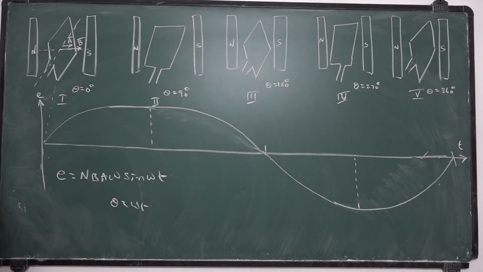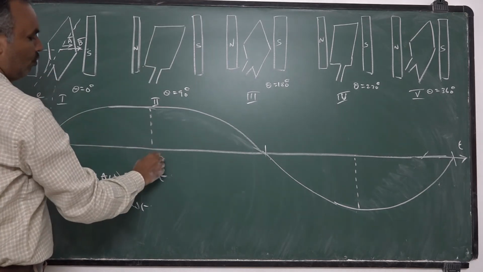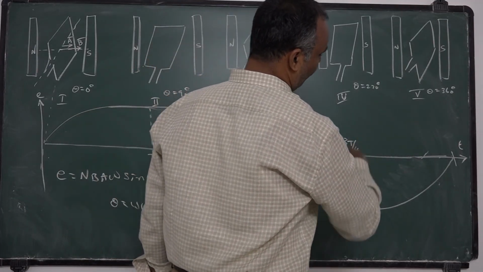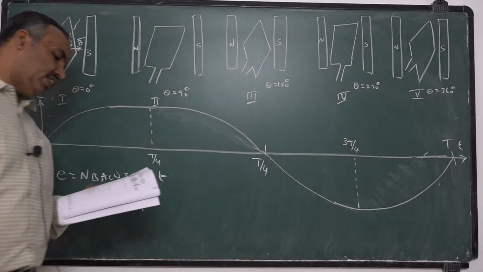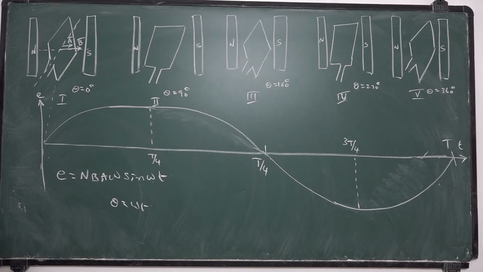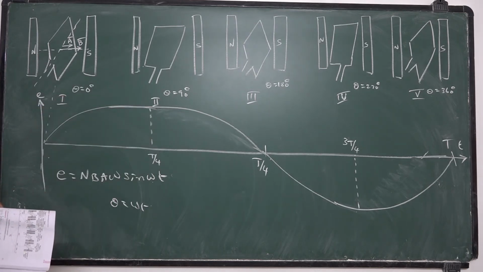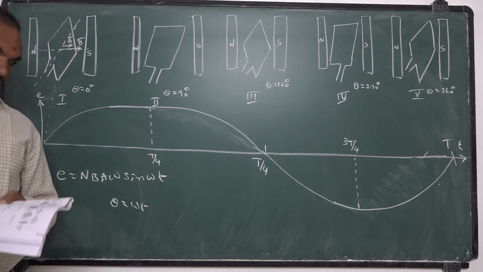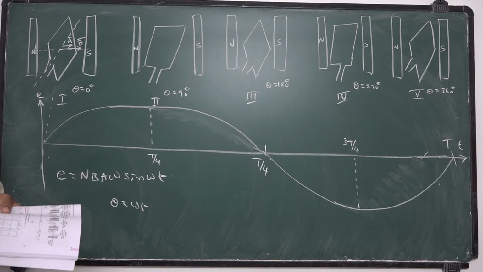The induced EMF developed, and so this is 1/4 of the time, half of the time, 3/4 of the time, one time period. So with respect to time, the EMF developed may take different values. So the shape of the developed EMF is like this. You should describe the construction and working of the generator in this way.